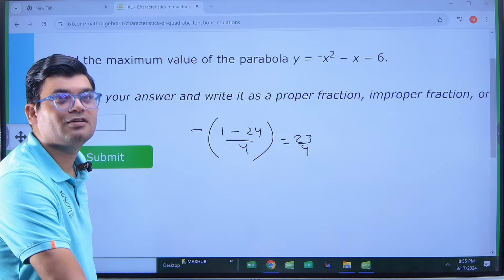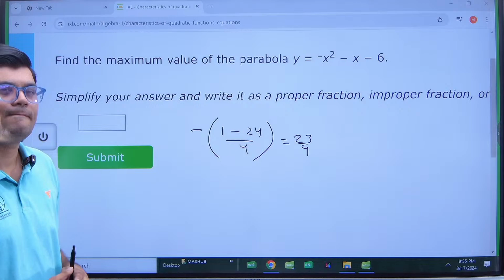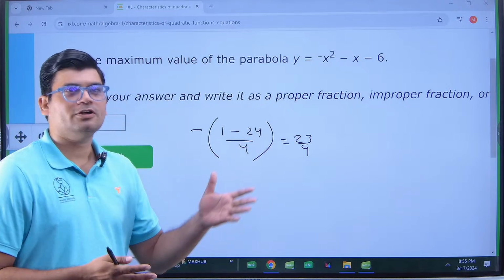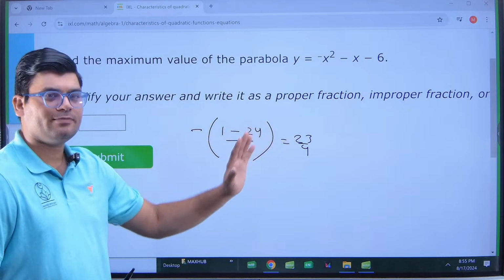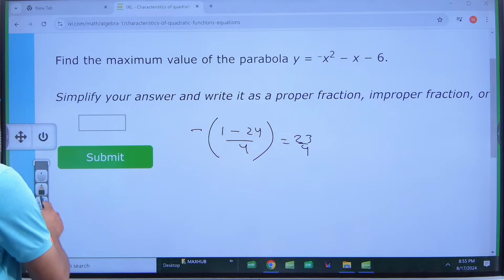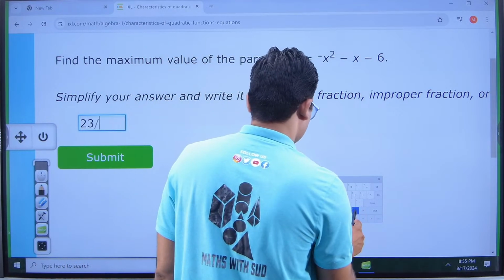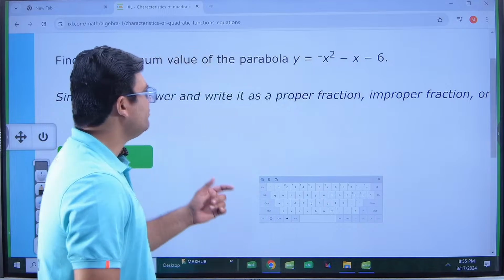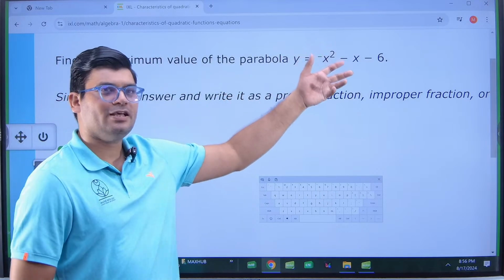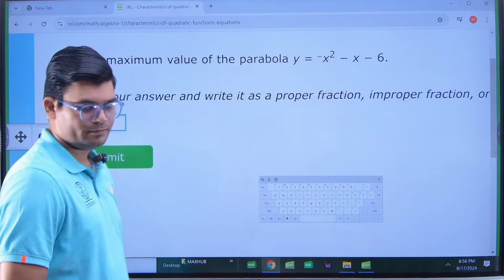Sir, so maximum value is 23 by 4? I also got the same. No, I also got the same thing. It is 23 by 4 only. Yeah. So let me put it at 23 by 4. See, maximum value can be at some x, and that x is minus b by 2a.